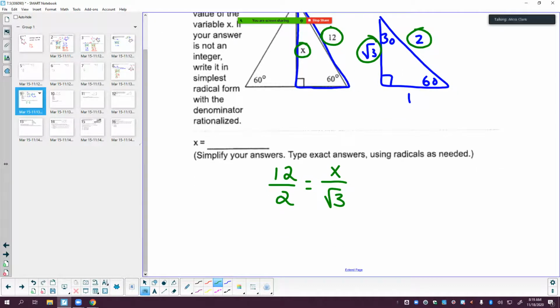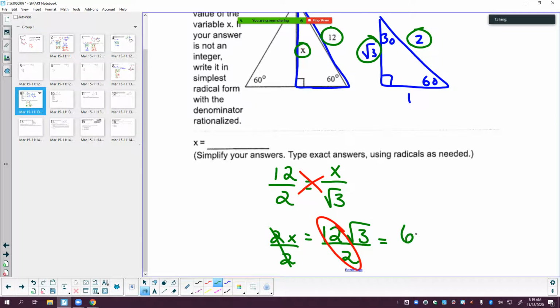Now if I cross multiply here and here, 2 times x is 2x. 12 times the square root of 3 is 12 square root of 3. And then I can divide by 2 on both sides. Look for anything that can be reduced, which in this case is 12 over 2. That's going to leave me with just 6, and then square root of 3.